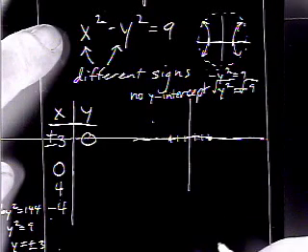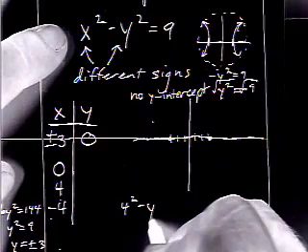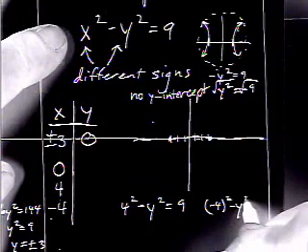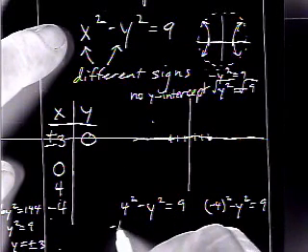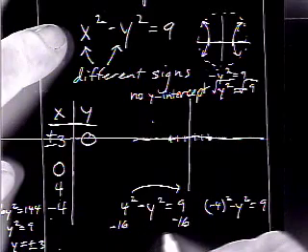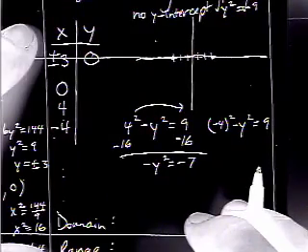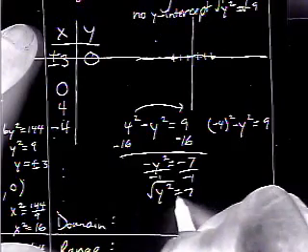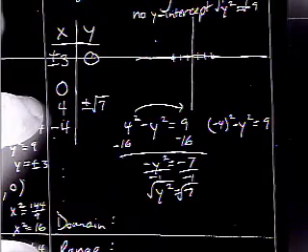So, if I pick 4 for x and plug it in, I get 4 squared minus y squared equals 9, and negative 4 squared minus y squared equals 9. Okay, so that's 16, right? And if I move the 16 to the other side, I end up with negative y squared equals negative 7. I divide by negative 1 to get rid of the negatives, and I get y squared equals 7, and I take a square root. What I end up with is positive and negative square root 7. Let's take a look at the decimal.